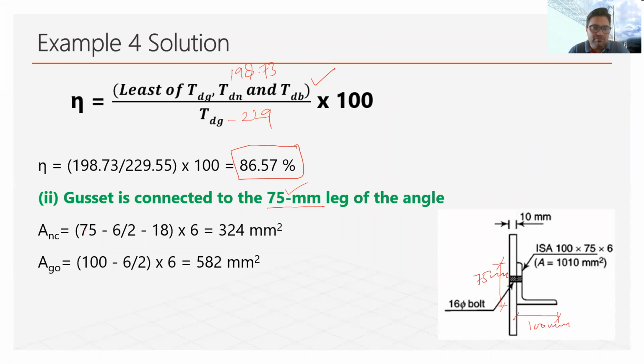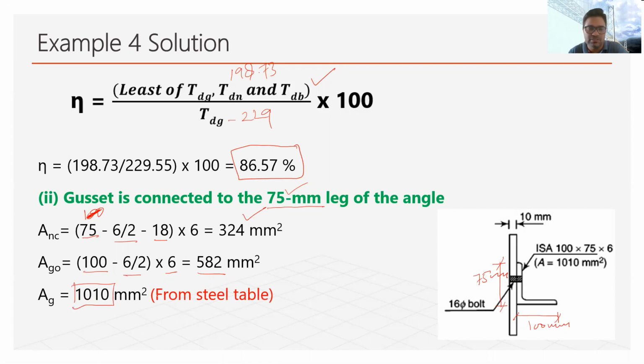In the first case, we were taking 100 in place of 75, but now we have connected the 75 leg. So in spite of 100, we are using 75, and using the same process, we get the value of ANC as 324. Similarly, for AGO, we are now using 100 and multiplying by 6, we get AGO, which is the gross cross-sectional area of the outstanding leg, as 582. And the AG value, we already know, will be the same as in the first case, because this value is determined from the steel table.